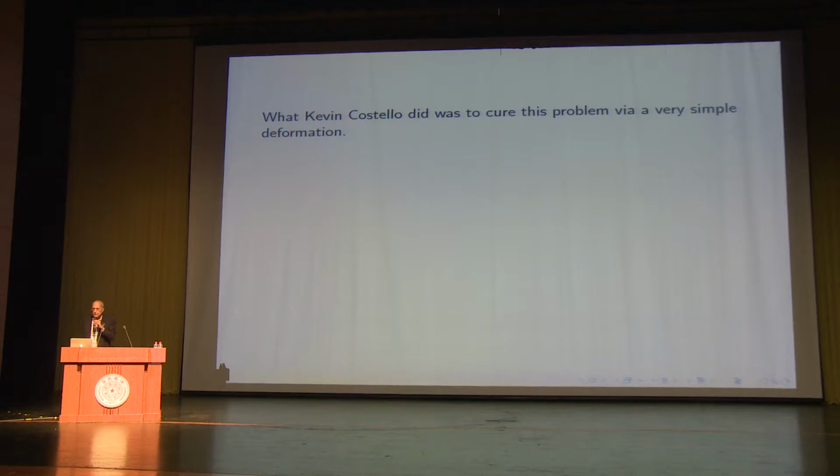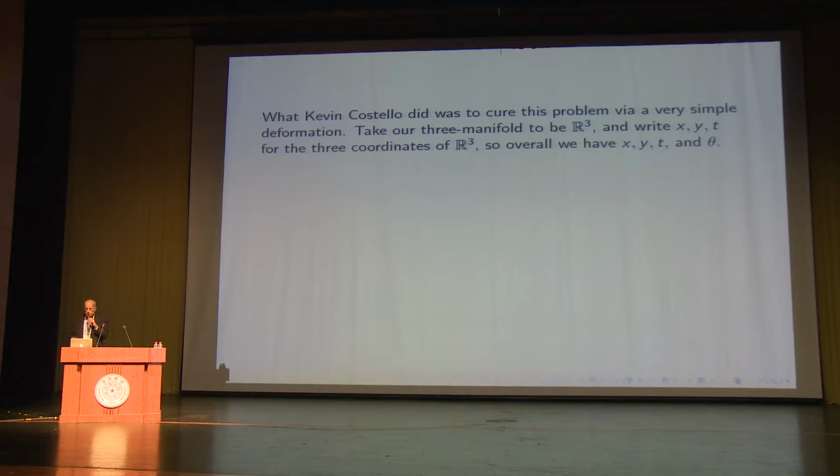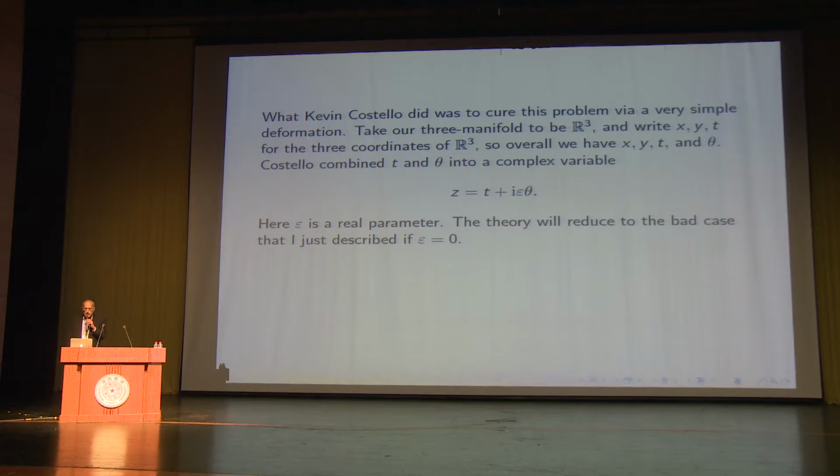What Kevin Costello did was to cure this problem via a very simple deformation. So we take our 3 manifold to be R3. We write x, y, and t for the 3 coordinates of R3. So overall, we now have x, y, t, and also theta, where theta is the loop parameter. Now we combine t and theta into a complex variable, t plus i epsilon theta, where epsilon is a real parameter. We'll be back in the bad case we just discussed if epsilon is 0, but we want to do the case where epsilon isn't 0. If epsilon isn't 0, we can get rid of it by rescaling t and z. So as soon as epsilon isn't 0, its value doesn't matter, and we can just take epsilon to be 1. But I introduce epsilon to emphasize that the good case arises by an infinitesimal deformation from the naive bad case.